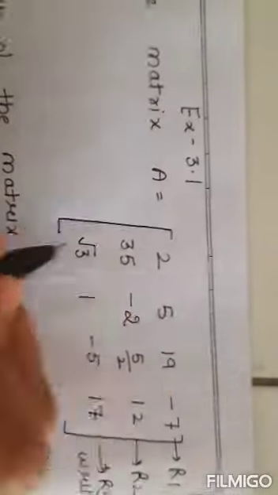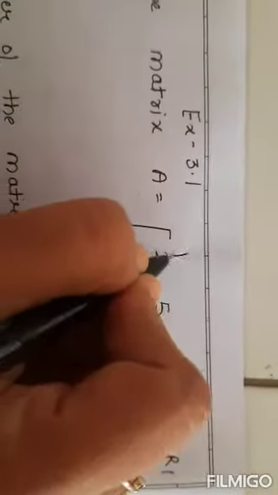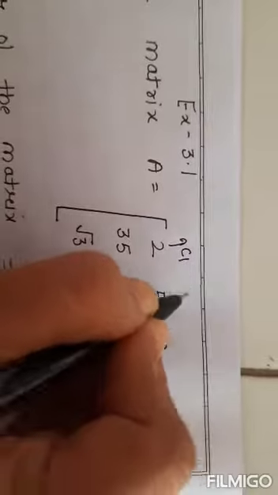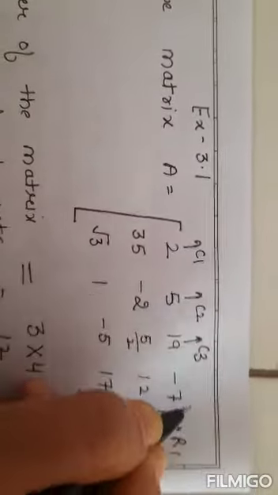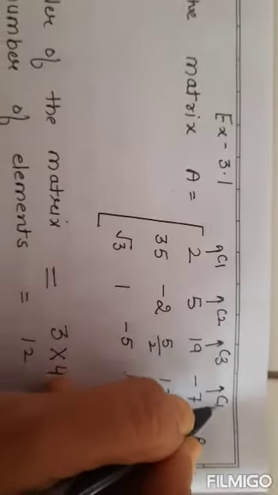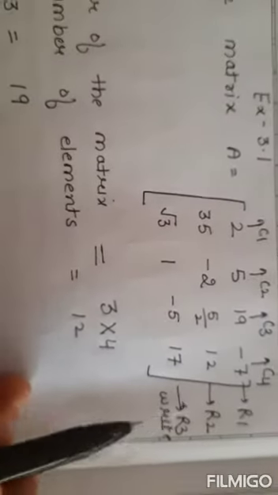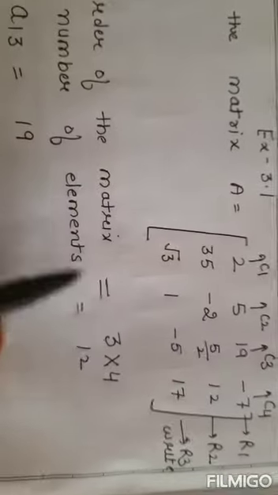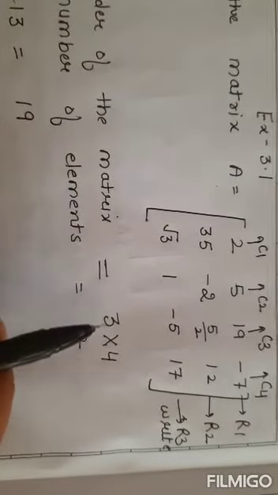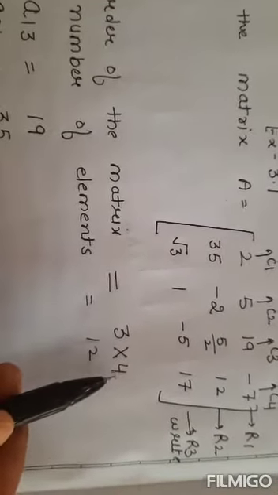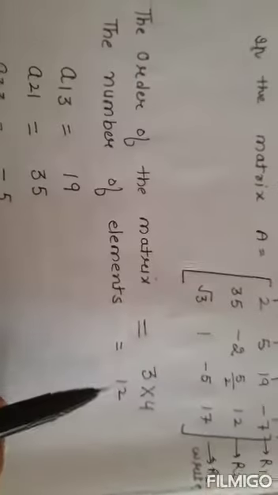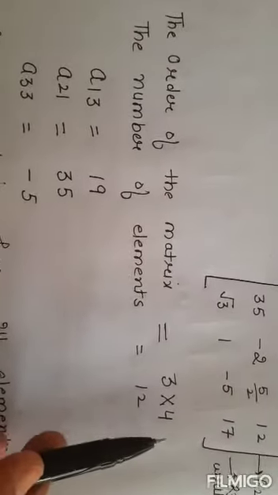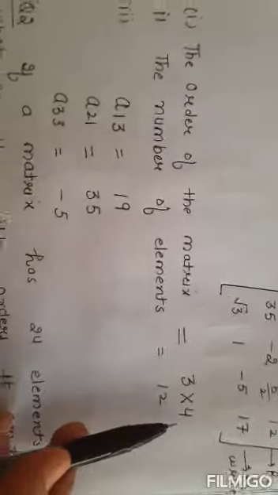And if we count the columns, this is the first column, this is column number 2, this is column number 3 and this is column number 4. So in this question we have 3 rows and 4 columns. So the order will be number of rows by number of columns, which is 3 by 4. And the number of elements is always equal to number of rows multiplied by number of columns, so the answer will be 3 into 4 is 12.